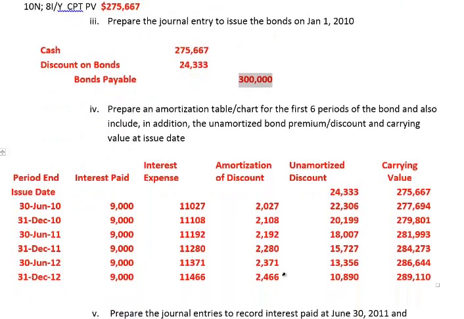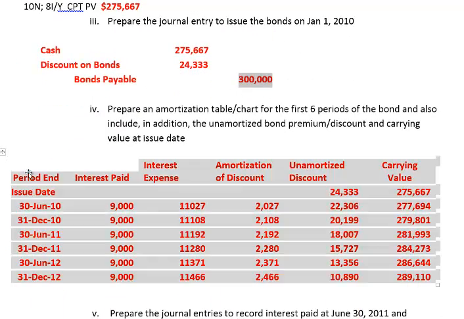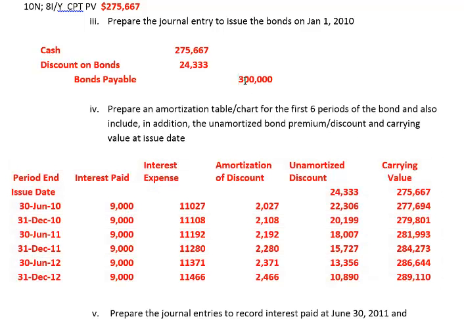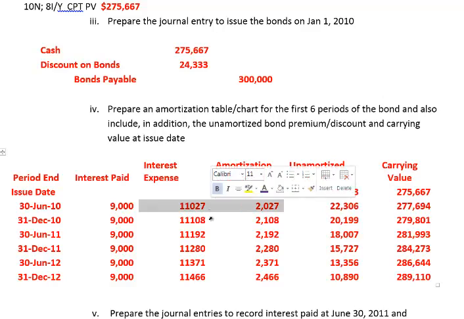Now when we do our table, our setup is the same as it was previously, but now you can see we set up the unamortized discount at $24,333 and the carrying value at the proceeds that we got for the discount bond. The two of these added together are going to give us the amount of the bond payable at the face value. Now to calculate interest expense every period, we take $275,667 and multiply it by our semi-annual market rate, which is 4%. Multiplying $275,667 by 4%, we're going to get $11,027.